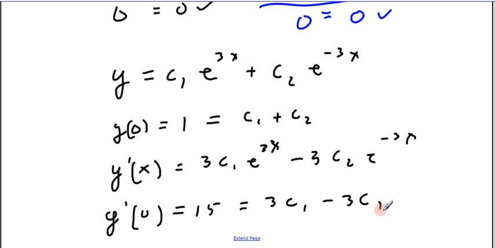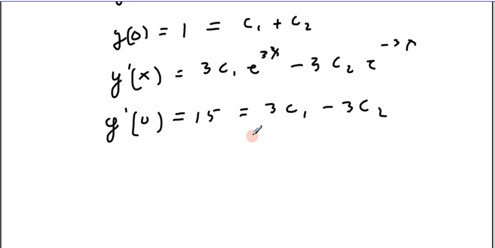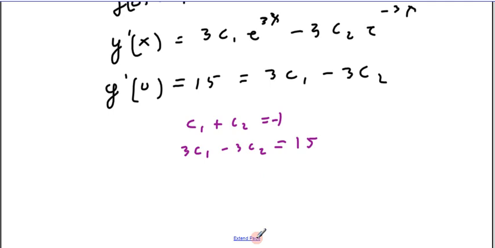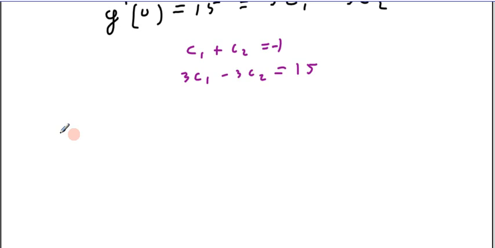All right, so we have two equations, two unknowns. What are we going to do with that? C1 plus C2 is equal to 1. 3C1 minus 3C2 is equal to 15. It's equal to minus 1. Put a minus sign there. Minus 1. It's always good to look back at the main problem and make sure that you didn't write it down wrong. Okay, so we have two equations, two unknowns. We could put it in our calculator and it would tell us the right answer, or we could use Cramer's rule. So we'll use Cramer's rule.